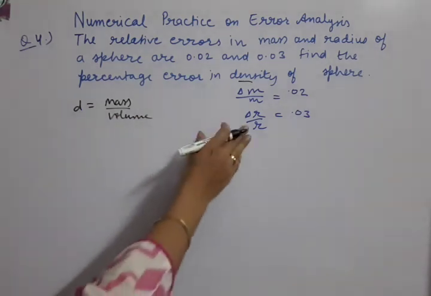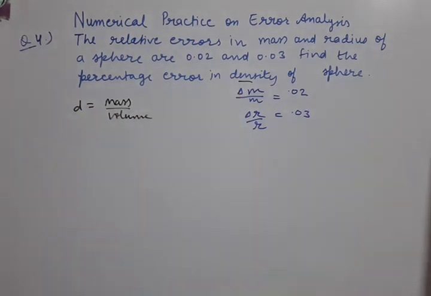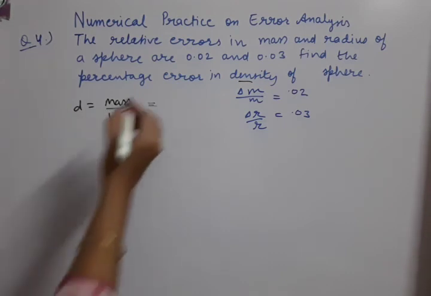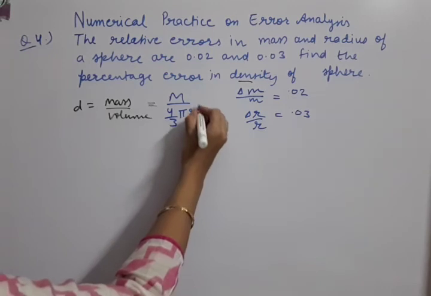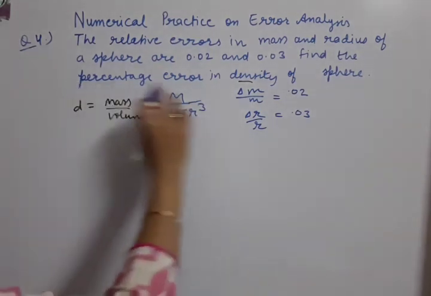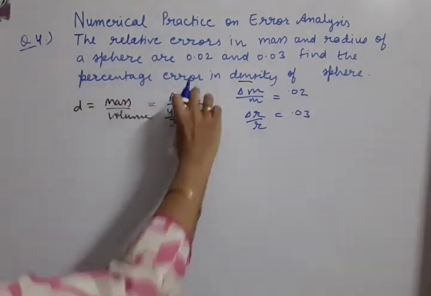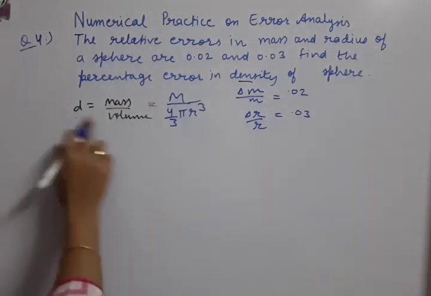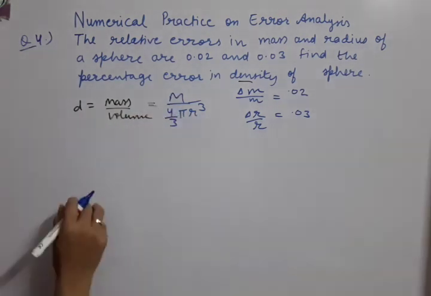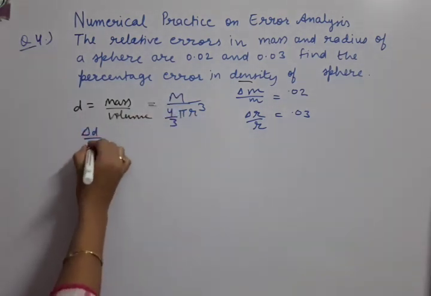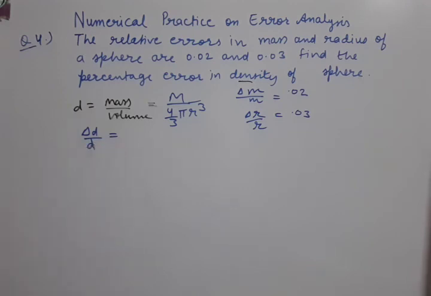But about volume, data is not given. So we should write now this volume in terms of radius of the sphere. So mass is mass and volume formula of the sphere is 4 by 3 pi r cube. That means for us the final formula is this to make the error expression. Now let us make the error expression. Because it is division and power operation, so relative error. So error expression will be formed in the relative error term.